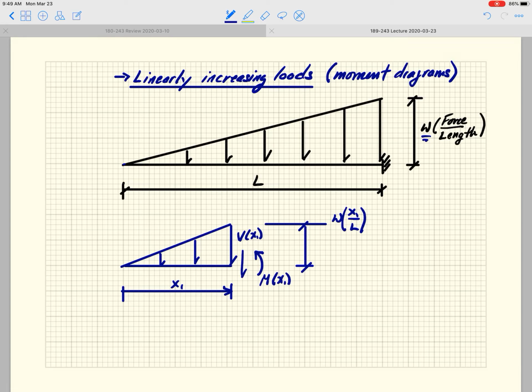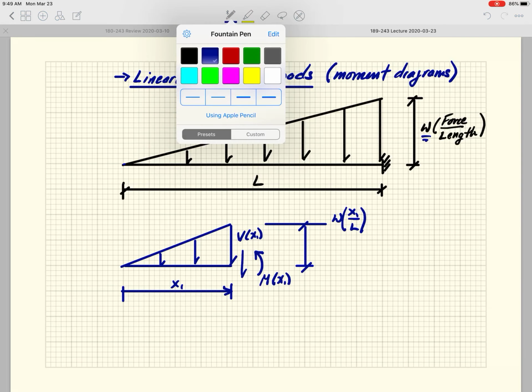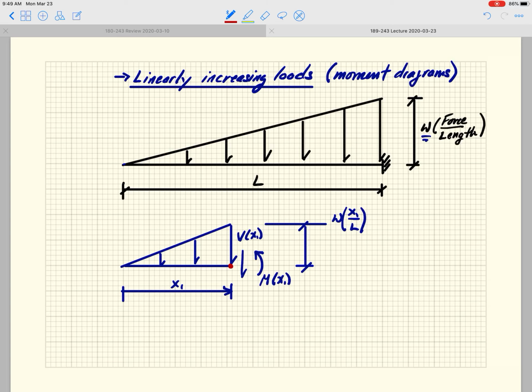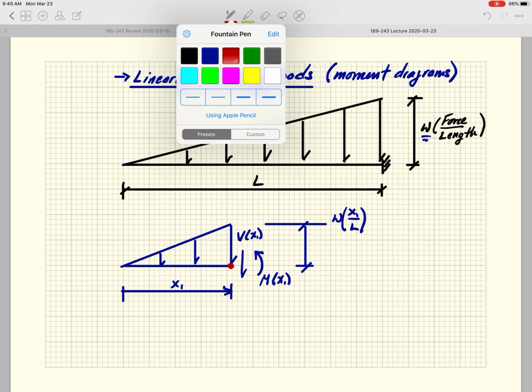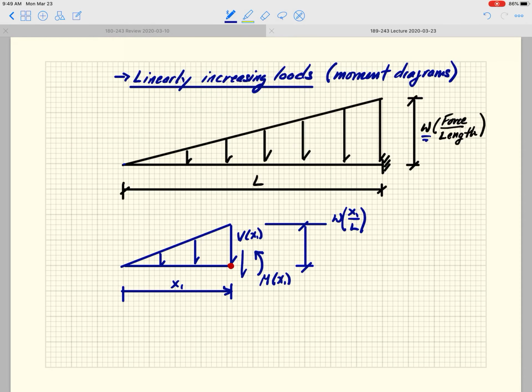So now we're simply going to sum some of the forces in the y direction and some of the moments in the z direction. And if I sum the moments here, we're always going to do it about the cut, right? We're going to use the right-hand rule. We're going to say that equals 0.